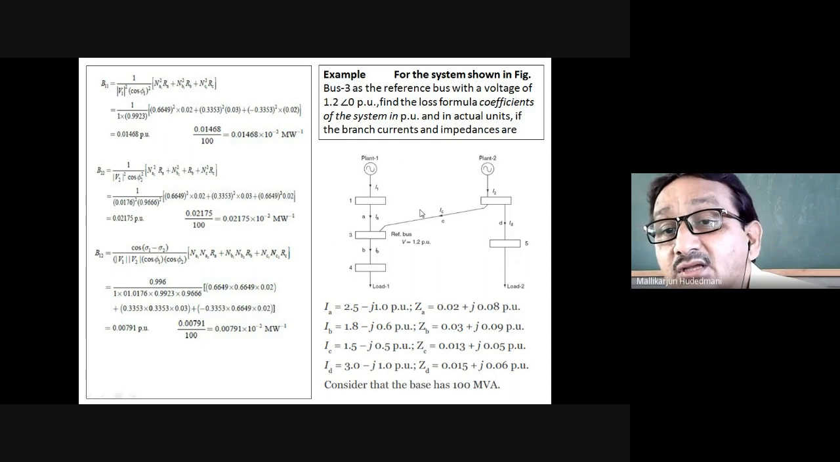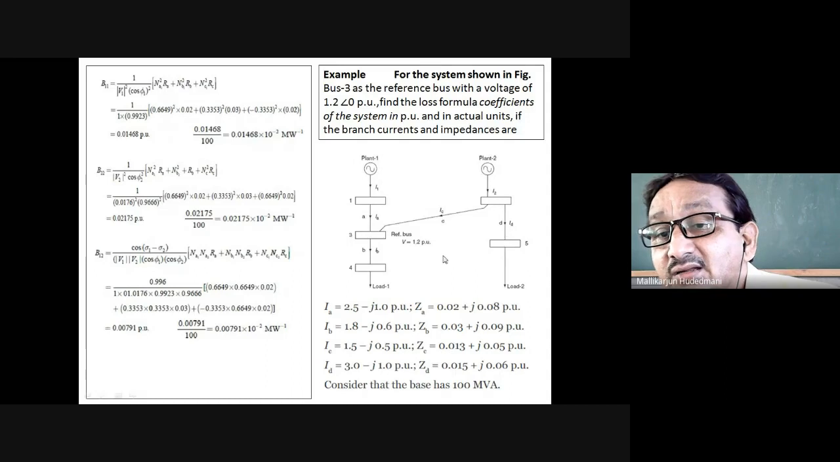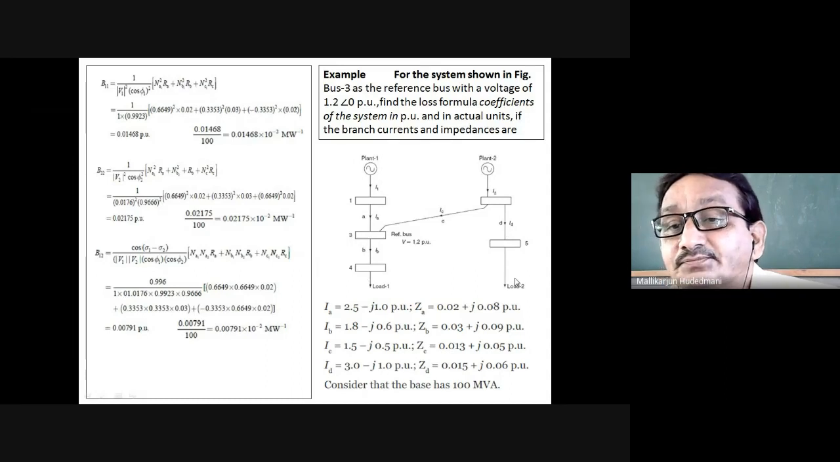Pre-markings are given. You know I1 is marked, I2 is marked, IA is marked, IC is marked, IB is marked, ID is marked, load 1, load 2 is marked, and voltage also marked. Now IA is given, ZA is given, ZB, ZC, ZD, like this, base of 100 for the calculation.